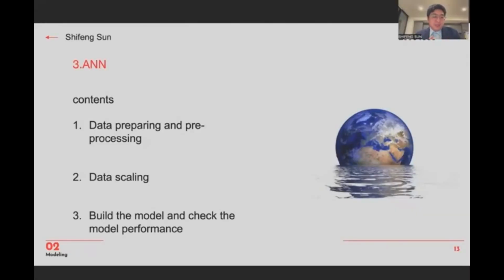In this part, let's move on to the modeling with the artificial neural network. The second step, also very important, is data preparation and pre-processing. And then I will do the data scaling. We put our different numerical input data into a standard normal distribution. The third step, I will build the model, use different thresholds and check the model's performance.